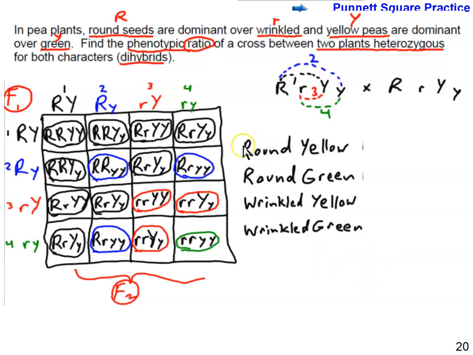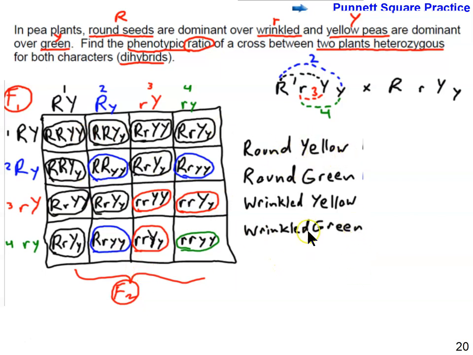But there is a particular order to the way that we count up the phenotypic ratio, just like in a monohybrid cross. And so the way you want to list these possible combinations of these characters is dominant, dominant; dominant, recessive; recessive, dominant; recessive, recessive. So in this case, that's round yellow, both dominant; round green, dominant, recessive; wrinkled yellow, recessive, dominant; and wrinkled green, recessive, recessive. And I've color-coded each one.